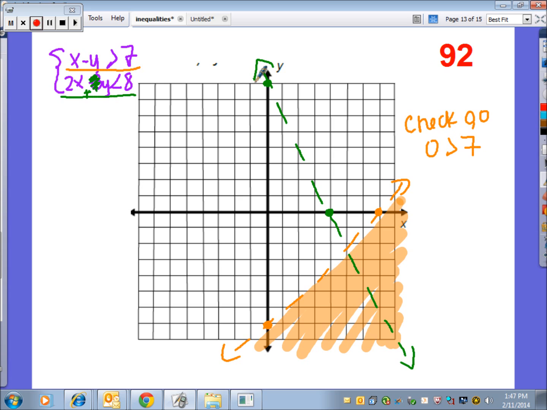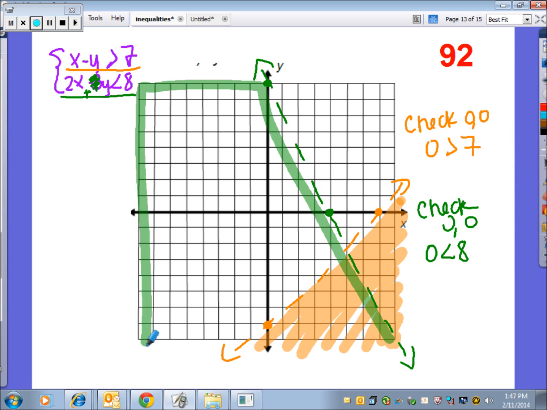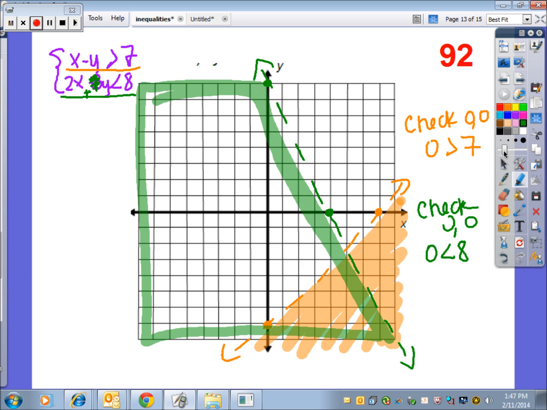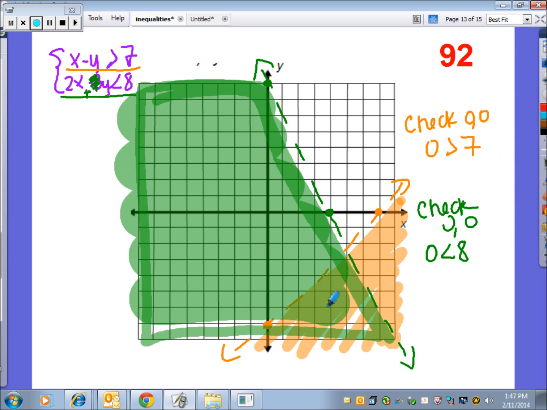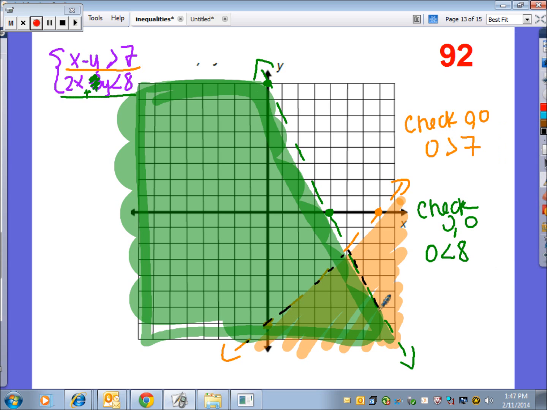And we're going to check the point 0, 0 again. 0 is less than 8, and that's true. So we're going to shade below this line. Make it bigger so I can do it fast. This area down here where they both overlap, this area is my solution.